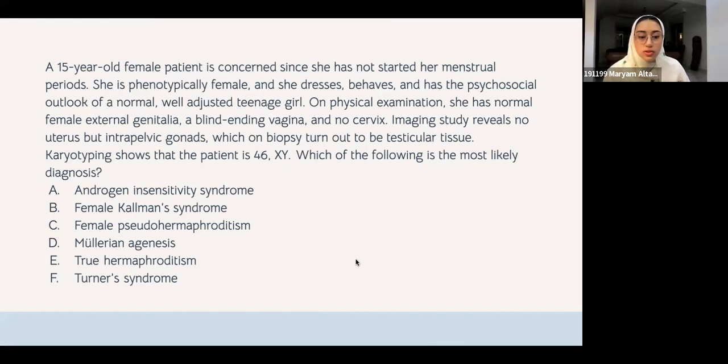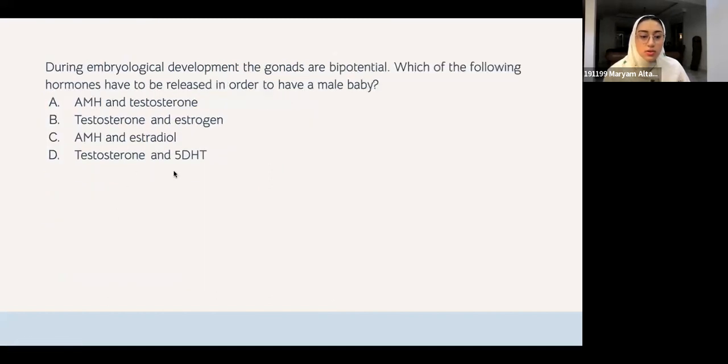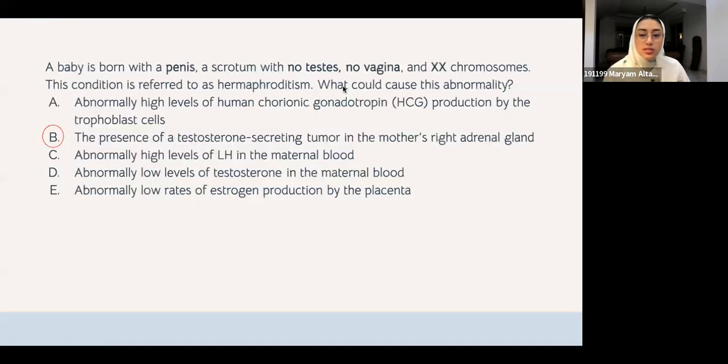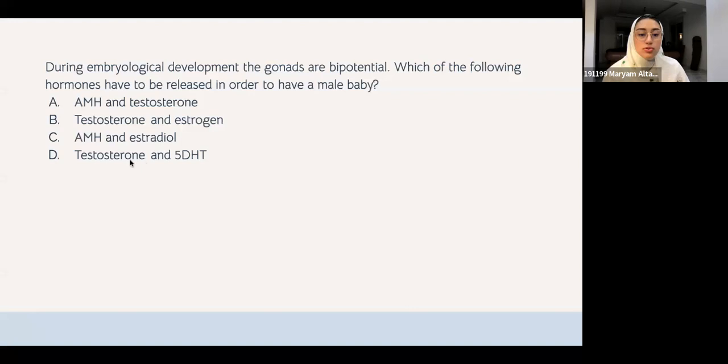Isn't D kind of true as well? Yes, but DHT is not going to be the determinant of whether you're a male or a female. Because like we saw in this case, this is a female patient, but they would have high levels of testosterone that is kind of also converted into DHT. So these two hormones alone do not determine that this baby is a male. Anti-Mullerian hormone and testosterone, those are the two key determinants of whether or not this child is going to be a male or a female, based on the presence of the SRY gene.